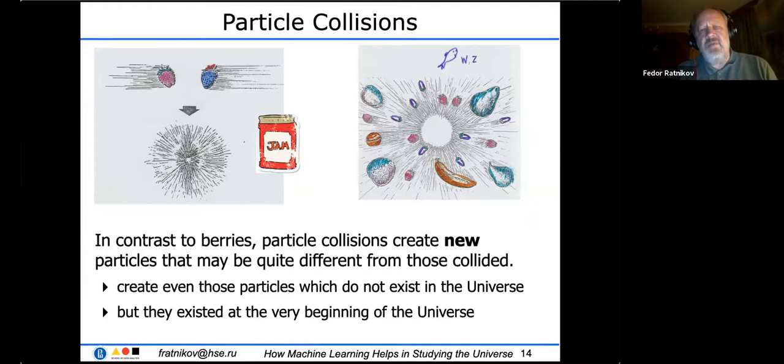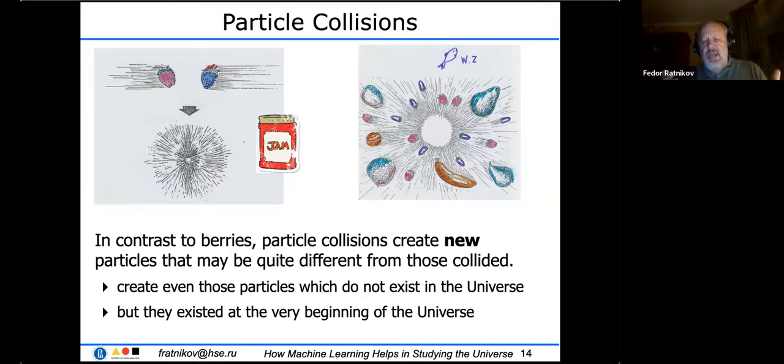The interesting thing is that collisions of elementary particles happen in a very different way. In contrast to the bears, where we get just smashed pieces, as a result of particle collisions we produce new particles. Those new particles are not constituents of the original particles. They are really new objects, and they may be very different from those that are colliding. Particularly, as a result of that smash, we can create particles which do not exist in the universe right now because they are too heavy, but which did exist in the very beginning of the universe, at the point which we are going to study.